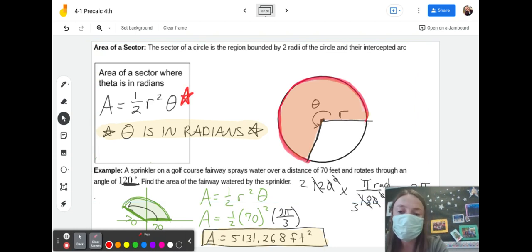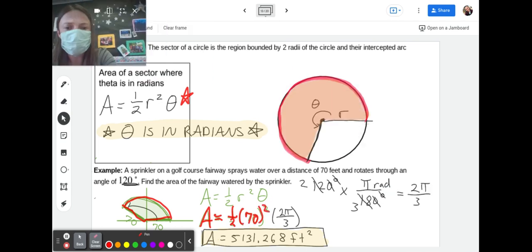For example, take this sprinkler example. If we have a sprinkler that's rotating 120 degrees and waters over a distance of 70, this is the image that we come up with. We want to find the area of this sector. To do that, we're going to use the formula, plug in r, which is something we know, and then find theta.